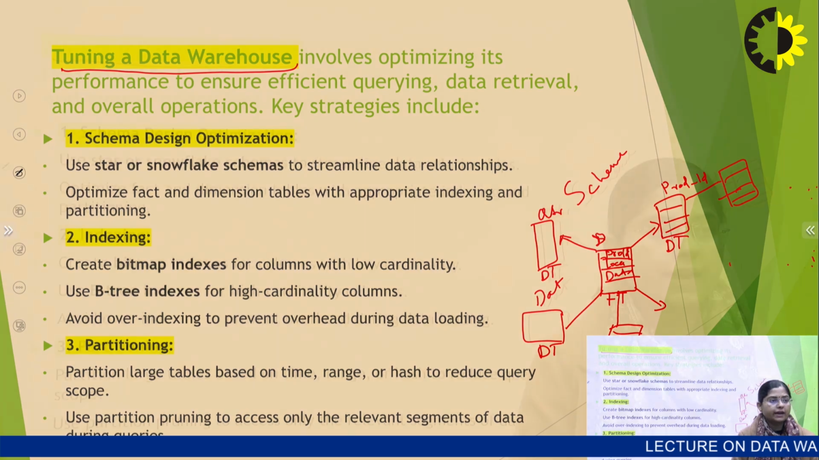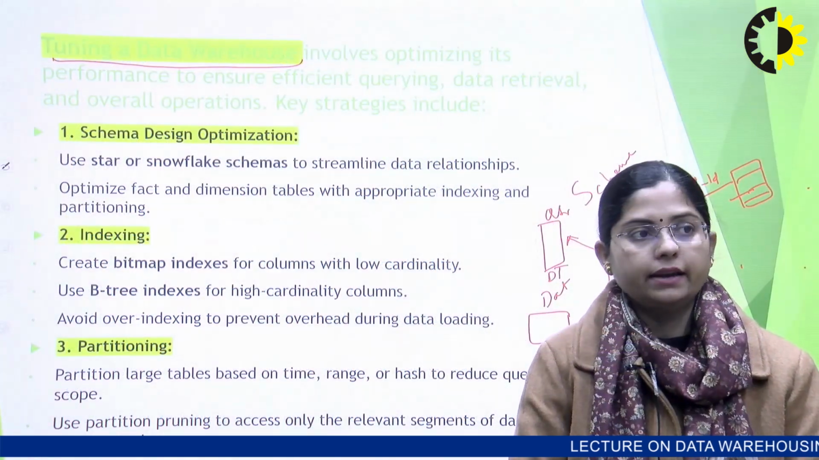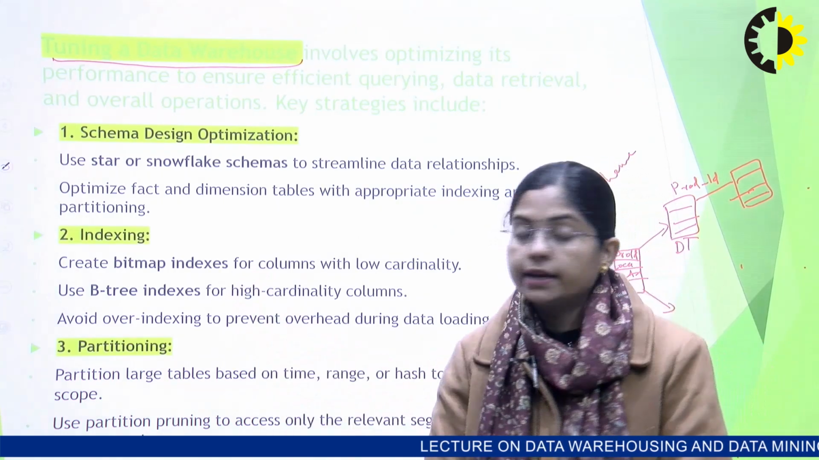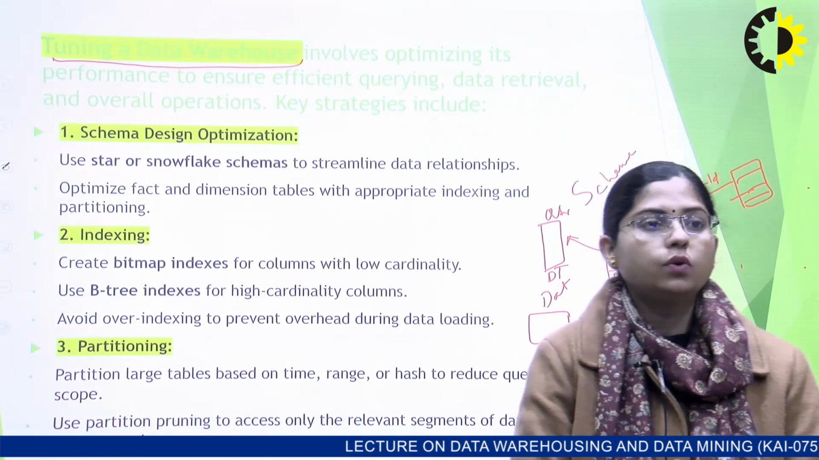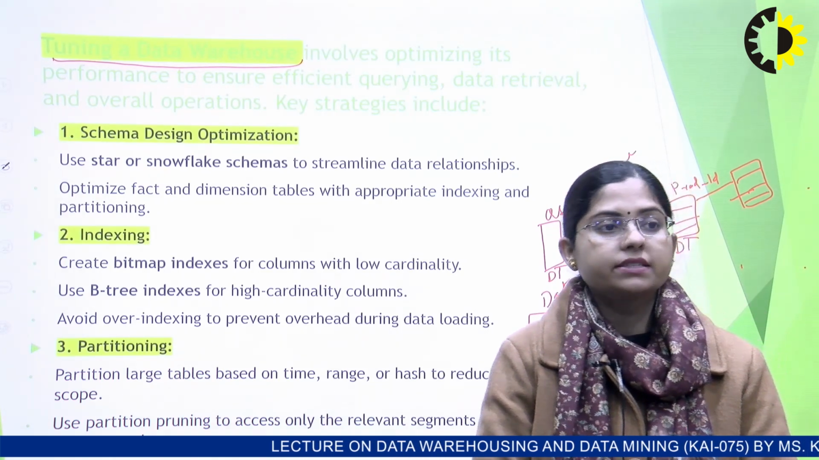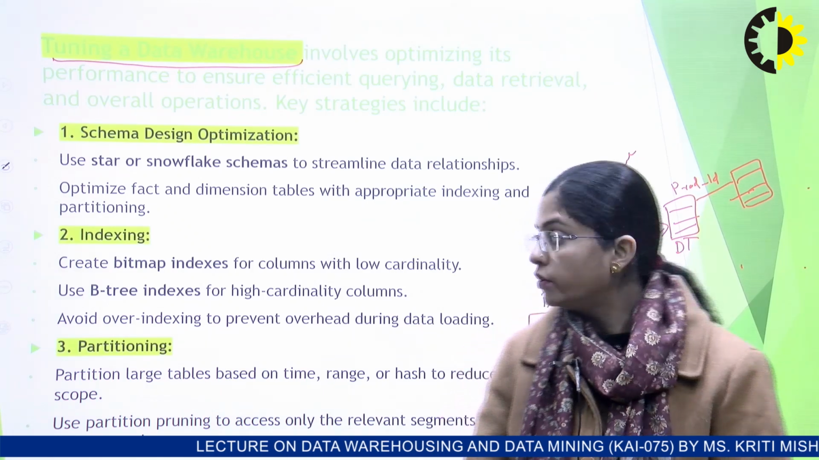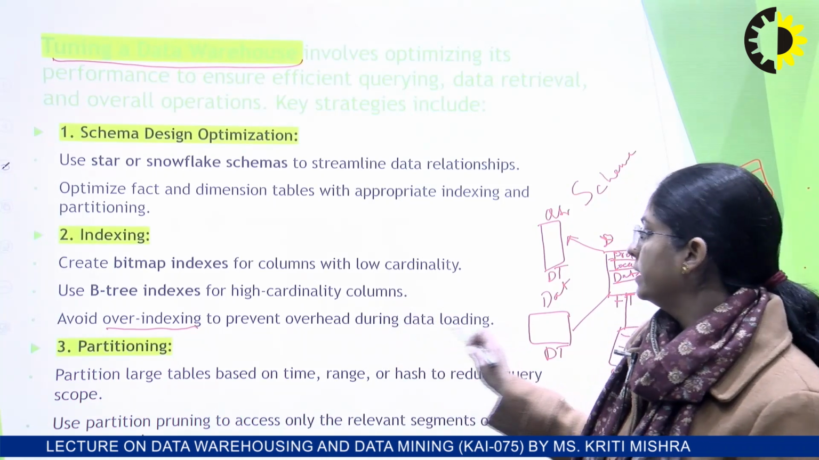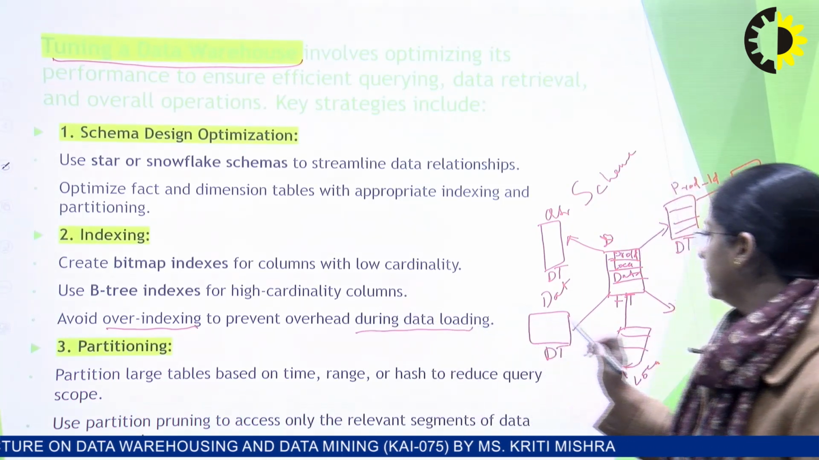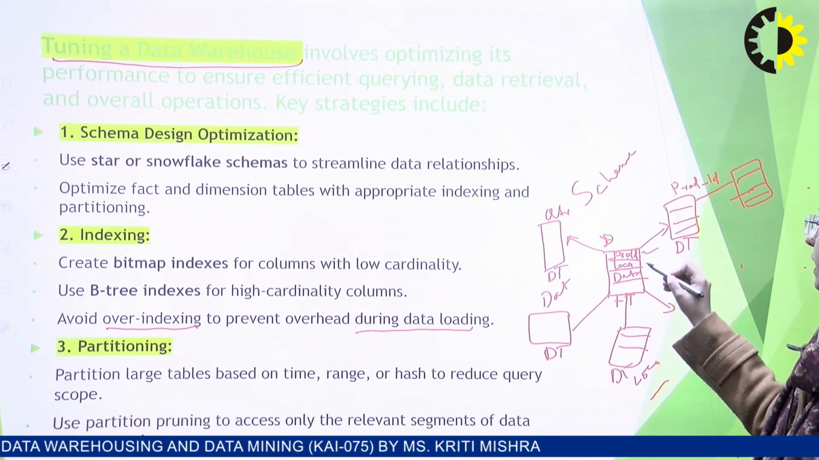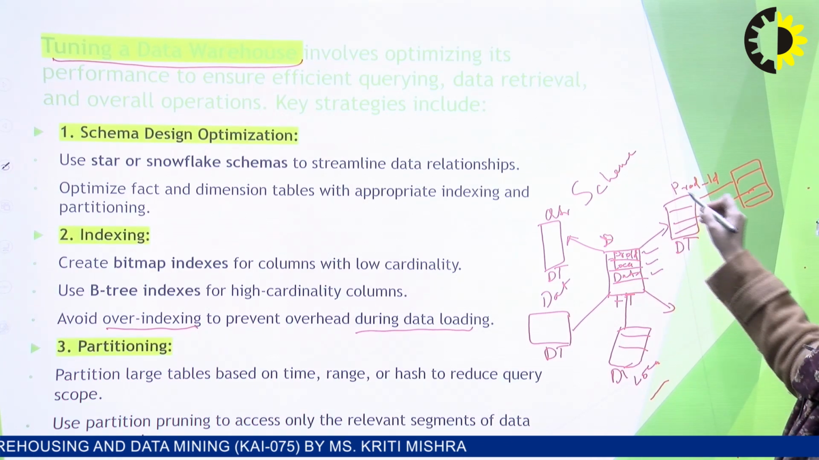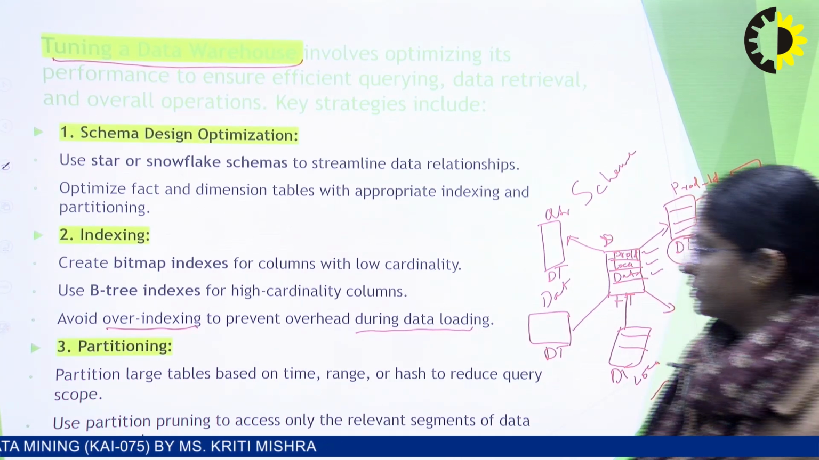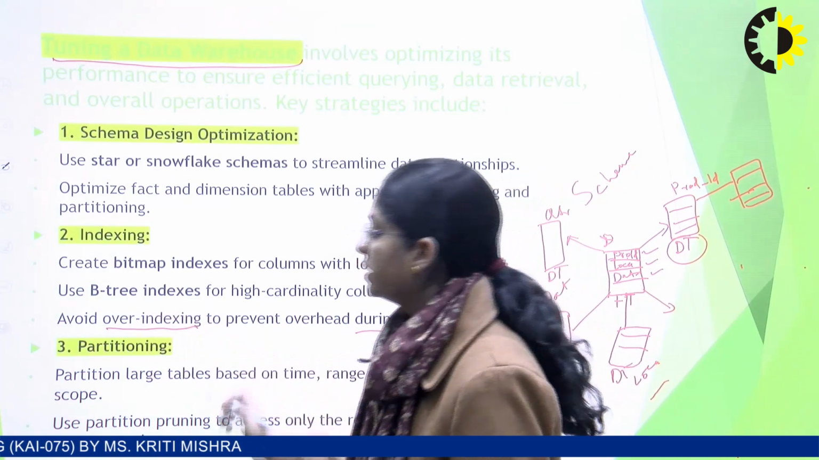It optimizes fact and dimension tables with appropriate indexing and partitioning. Now, indexing, it creates bitmap indexes for low cardinality columns. It uses B-tree indexes for high cardinality columns. It avoids over-indexing to prevent overhead during data loading. Like the fact table contains product ID, location and date, and attached dimension tables contain the data regarding product ID, location and so on. So it will avoid over-indexing.